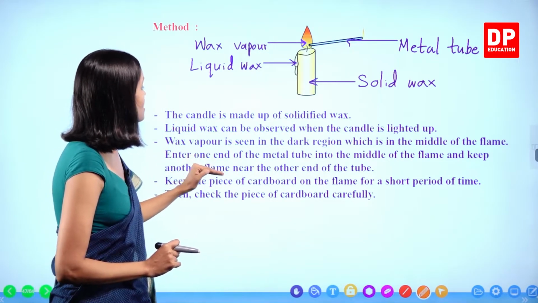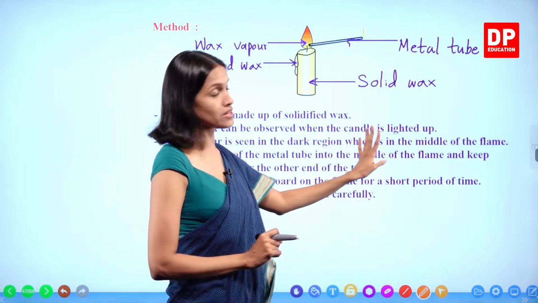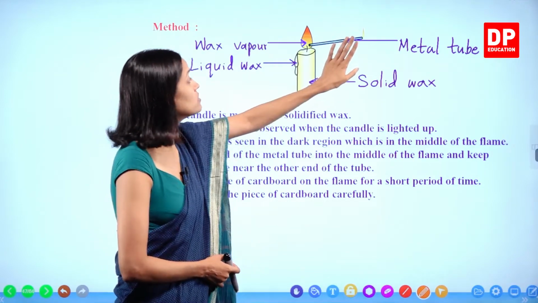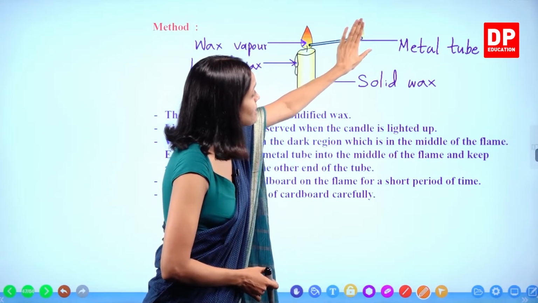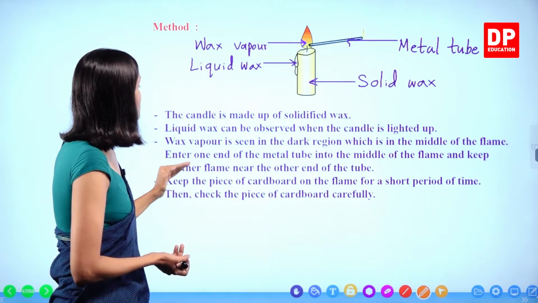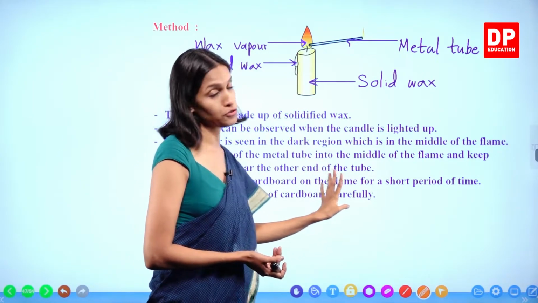Keep the piece of cardboard on the flame for a short period of time. So after observing this one, then you have to place the white cardboard near this other end and hold it for a few seconds. Then check the piece of cardboard carefully.